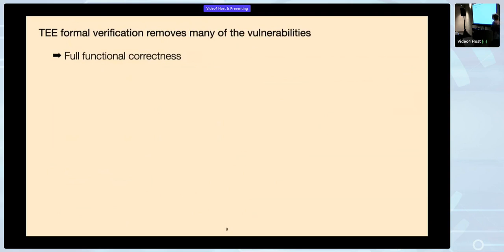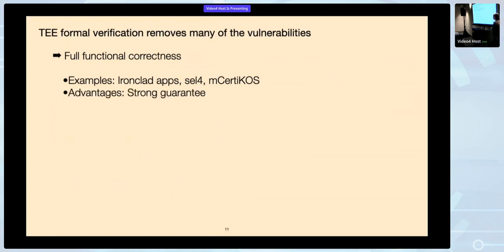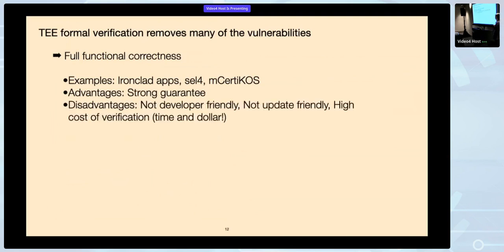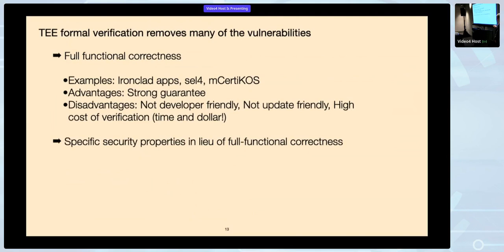Well, if you have a formally verified TEE, then we have removed many of these vulnerabilities. So one approach is to prove that our TEEs are fully functionally correct, which has been done, for example, in Ironclad, seL4, or CertiKOS. And it's a very strong guarantee, so it's good. But there is a disadvantage to it, because you have to prove the full functional correctness of the whole system. Then it means that it's not so developer friendly or update friendly, and there is a high cost of verification in terms of time and money. And it's kind of an overkill if you want to ensure only some specific security properties.